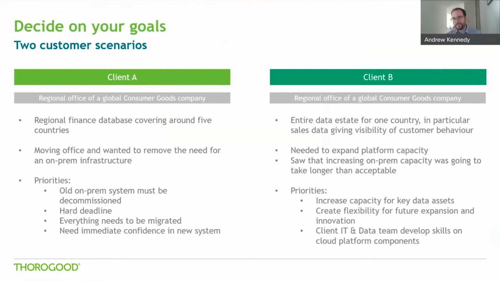So two clients, in some ways very similar positions, very similar companies, and actually very similar data sets, but very different scenarios. One of them moving office and trying to move to the cloud as part of that office move. The other moving to the cloud really because they see the benefits around being able to scale it up, use larger capacity, and the flexibility that will give them into the future.